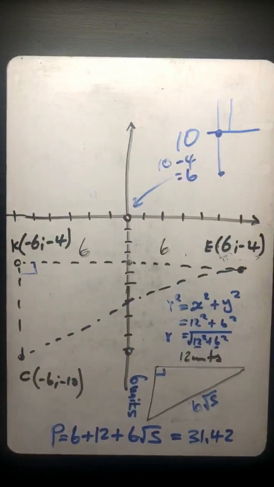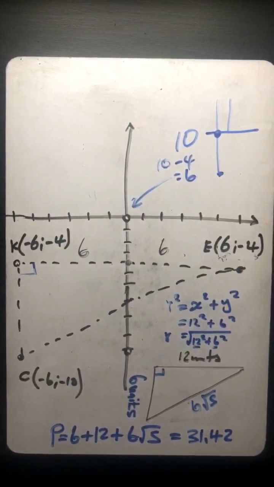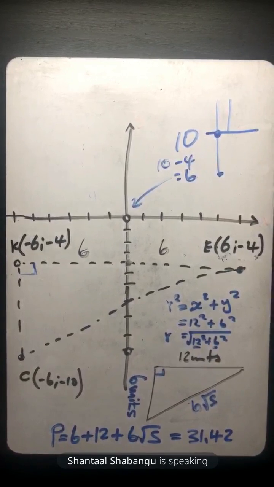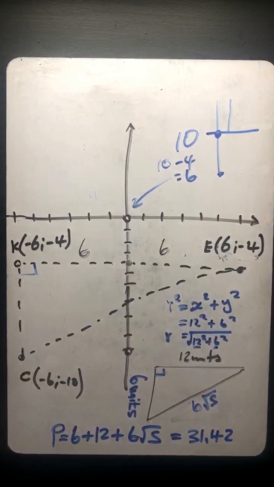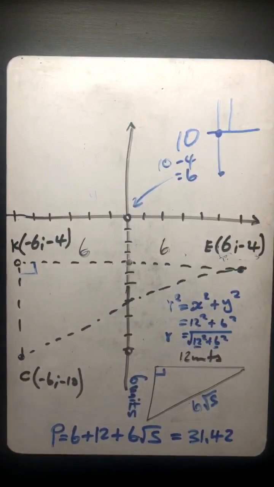Are we not sure? It's perimeter, unit squared.